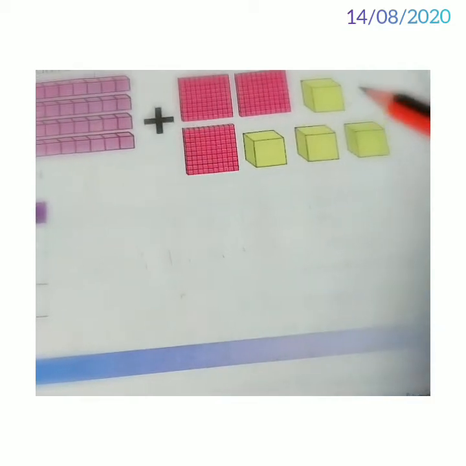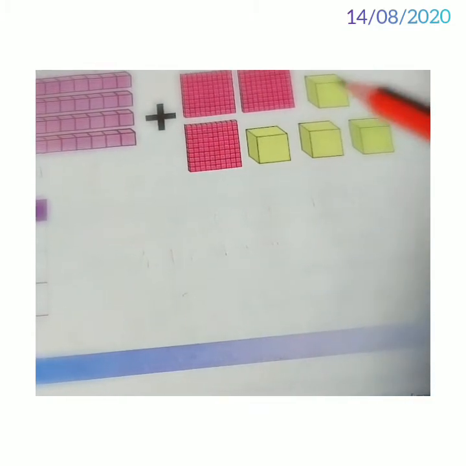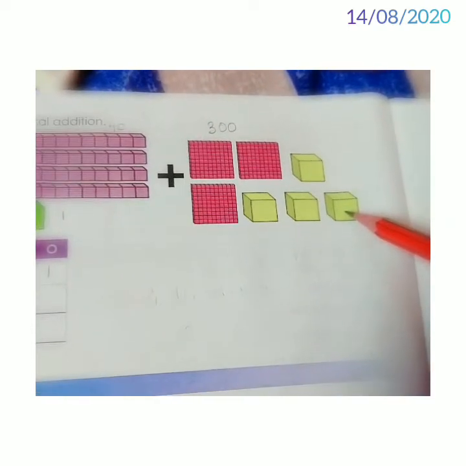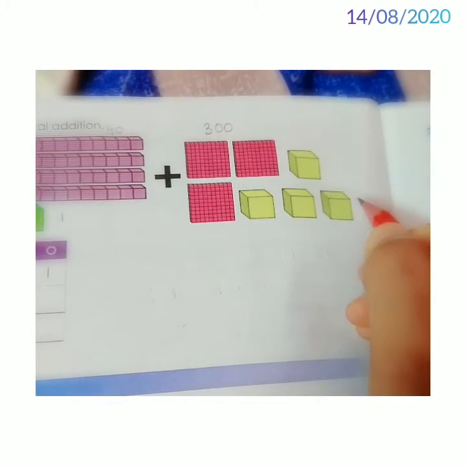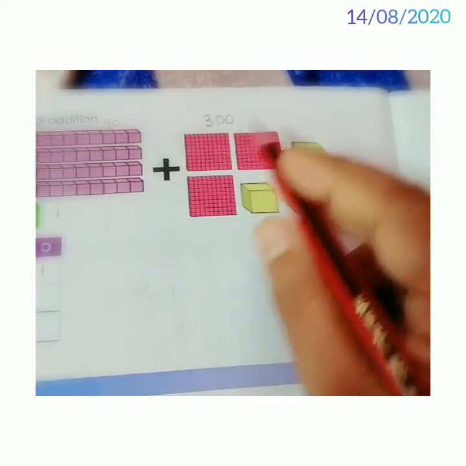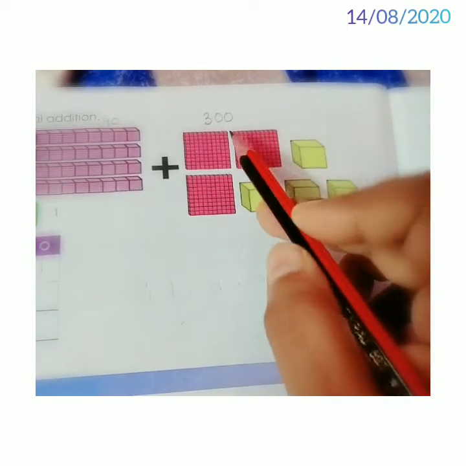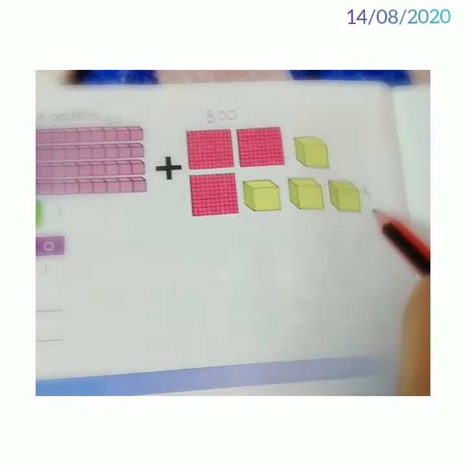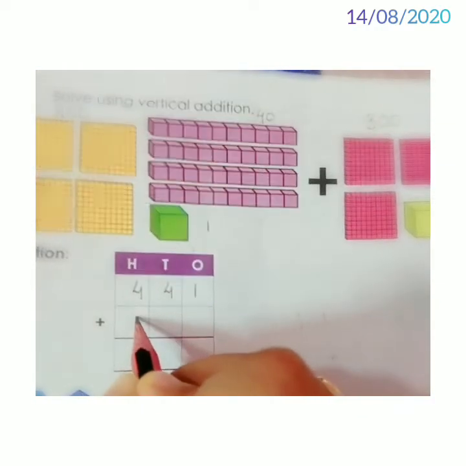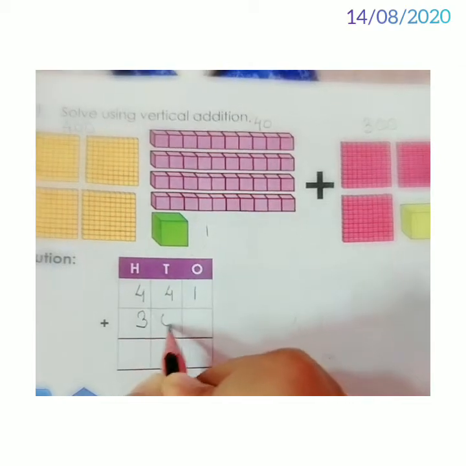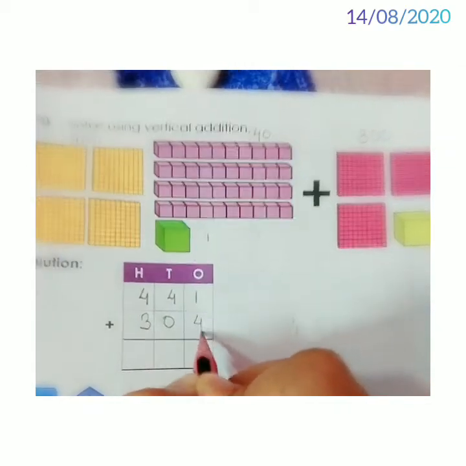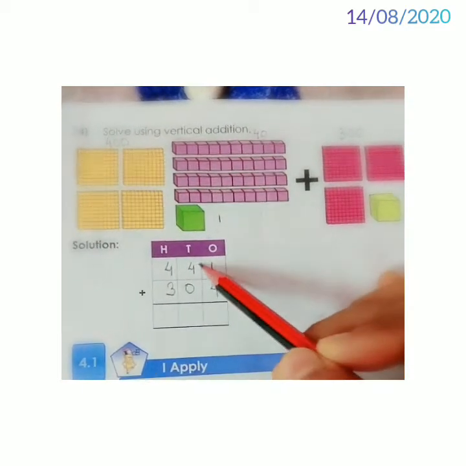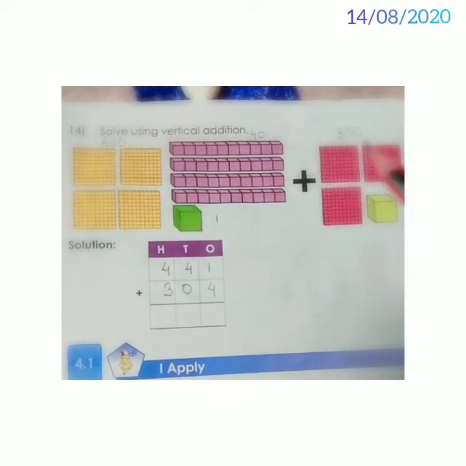And how many green color blocks are there? 1, 2, 3, 4. 4 green color blocks, isn't it? So you write down here 4. So what is the number? The number is 304. So write down over here 304. Okay, now if you are having some doubts about how we got these two numbers, let me repeat again.